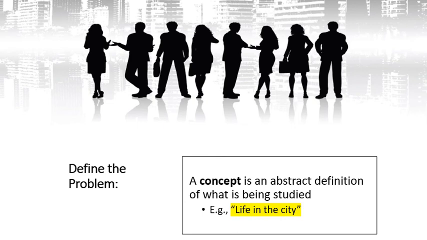So the next step in figuring out what to ask, after you check in with your value set, theoretical traditions, and code of ethics in your field, is defining the problem. In any research study, one of the first things you have to do is identify and define what your main concepts are. And a concept is an abstract definition of what's going to be studied. So I'm an urban sociologist. I study cities, neighborhoods, and communities, and the people and interactions within them. So for me, a concept of interest might be something, again, abstract and kind of broad: life in the city.